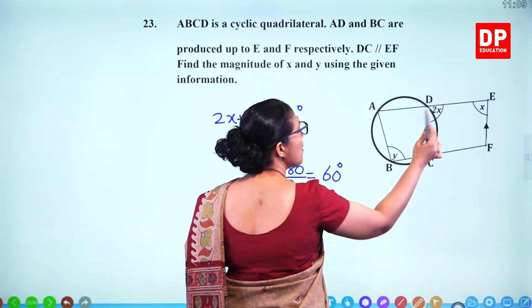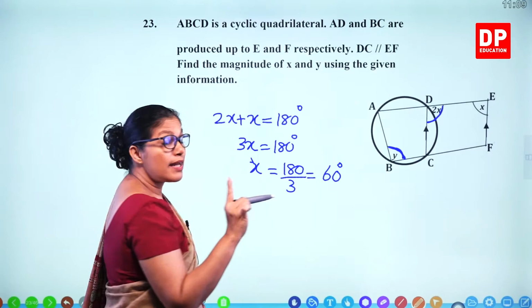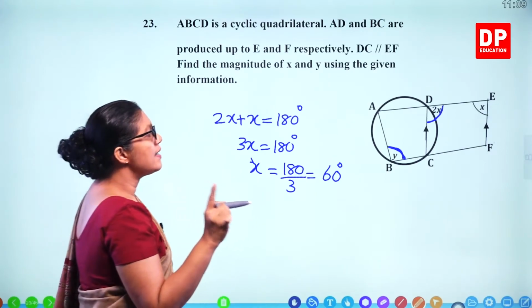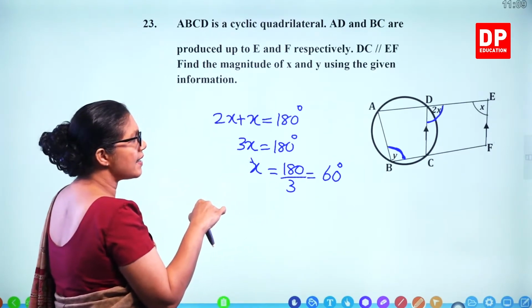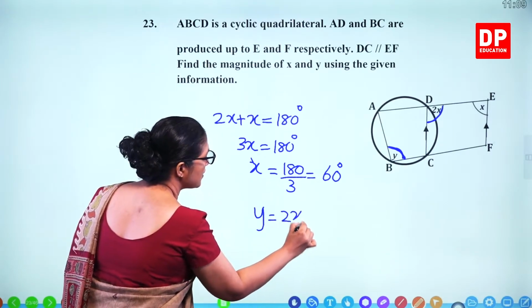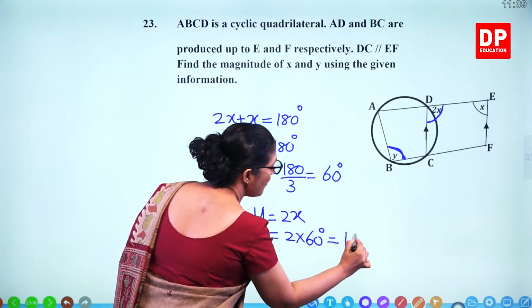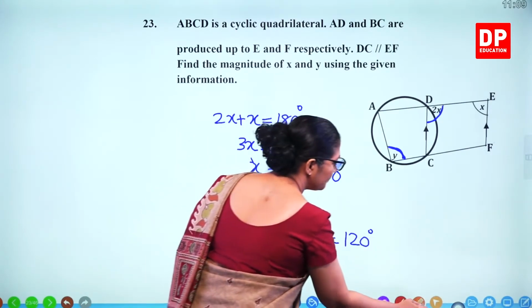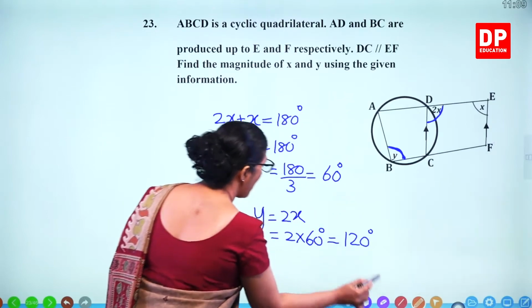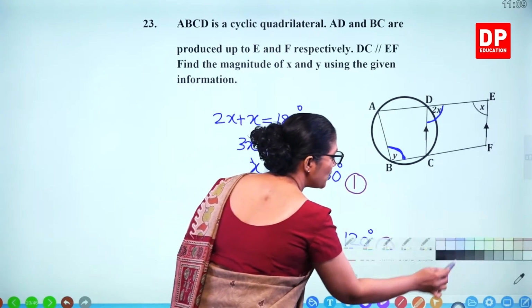Now what can you say about this angle and this angle? In a cyclic quadrilateral, the exterior angle is equal to the opposite interior angle. So 2x equals y. So 2x means 2 times 60, you get 120. So 2 marks for that. 1 mark we'll give for x, 1 mark for y value.